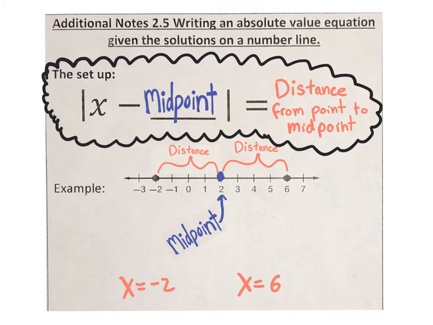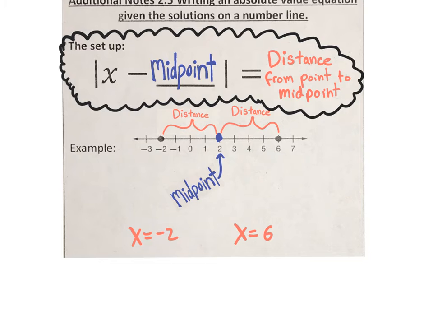So when I set up my absolute value equation, I'm going to write the absolute value of x minus, and what did we say the midpoint was? The midpoint is the value 2. So I'm going to plug in that value right there. And then it says equals a number. What is that number? It's the distance from point to midpoint. The distance from point to midpoint. Doesn't matter if you go this way or this way. If this point is in the middle, this distance is equal to this distance. So anyways, it's the distance from this point to the midpoint.